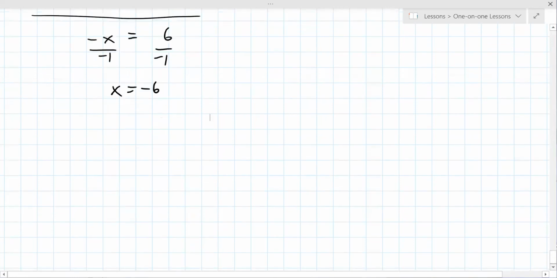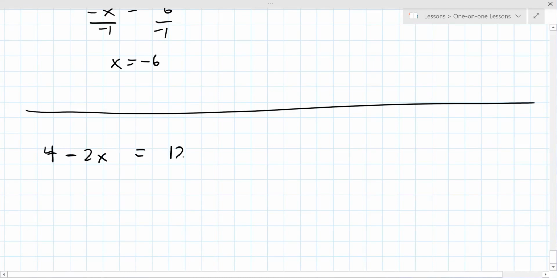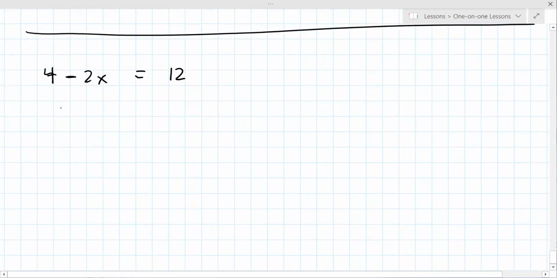All right, excellent. Okay, so now we're going to change this up just a little bit here. 4 minus 2x equals 12. Okay. So we're going to rewrite this. This minus 2x is going to come first. And 4 is really positive, so I'm going to write plus 4 equals 12.